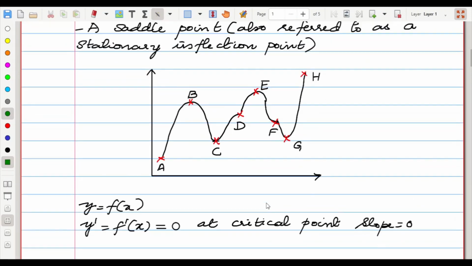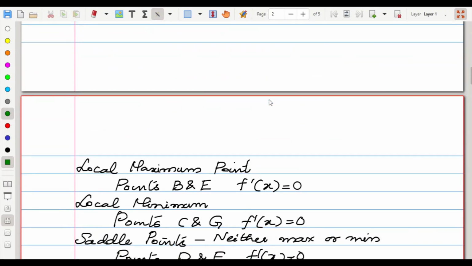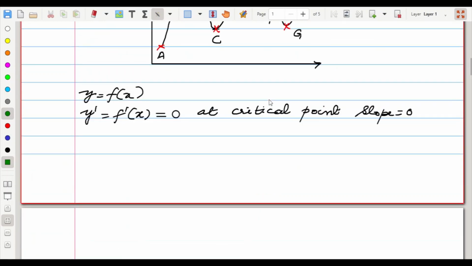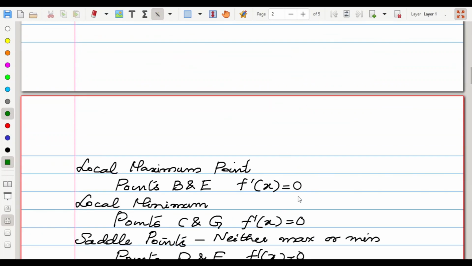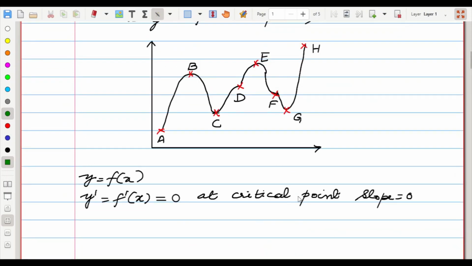So consider the points B and C. Not C, E. These points are actually local maxima. We can differentiate it and equate it to 0. Then consider the points C and G. These points are local minimum, that is, minimum points.